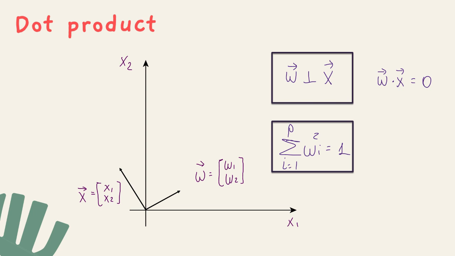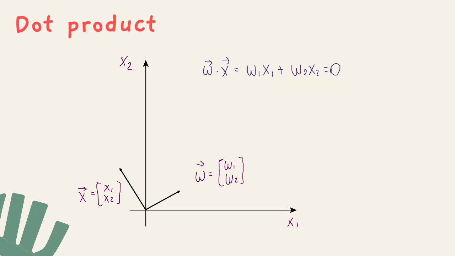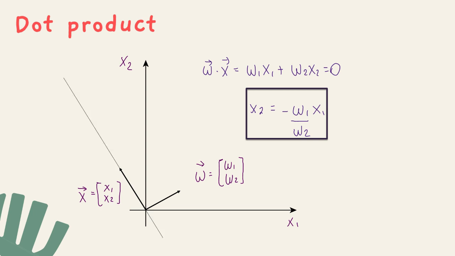Let's now write the dot product of w and x. Here we are just expanding that dot product and bringing x2 to the left, so this new form reminds us of the known equation of a line. So this dot product represents a relationship between x and w in the form of an equation of a line. All these vectors x1 and x2 that form a 90 degree angle with the vector w fall onto this line.